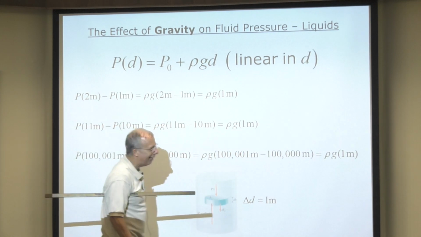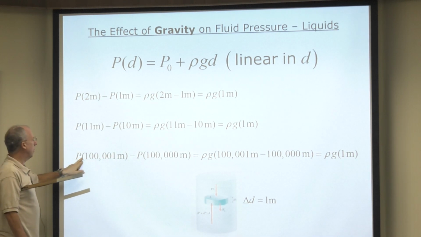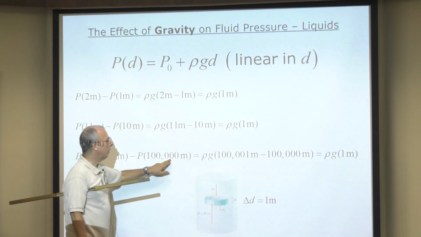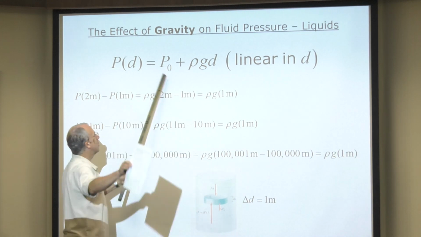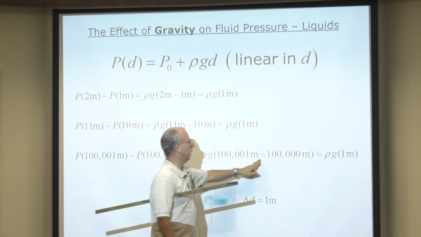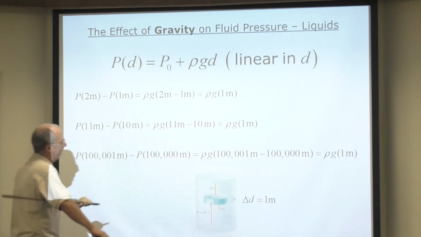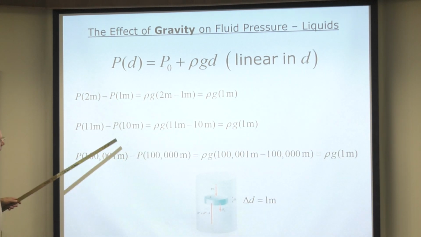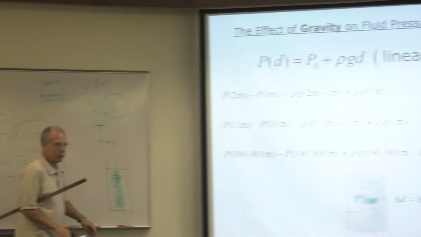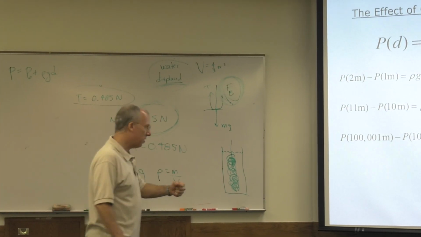No kidding. Okay, now let's go way down. Let's say we have the pressure at 100,001 meters minus the pressure at 100,000 meters. Again, this cancels. You just put in the different d's. Rho g times 100,001 minus 100,000. And you get the same answer. Okay? So that's great. And that's what I explained earlier. So it doesn't matter where you are, as long as you're completely submerged, the buoyant force is exactly the same.